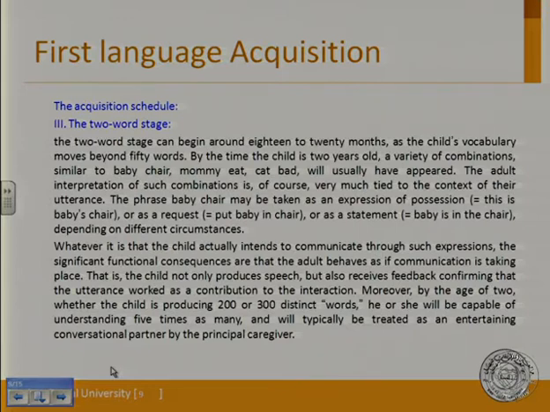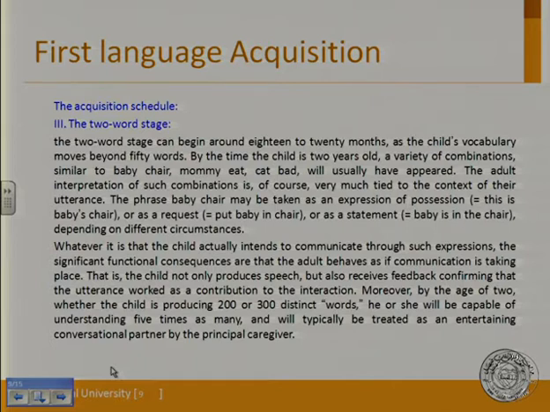Next stage is the two-word stage. Now, the two-word stage can begin around 18 to 20 months as the child's vocabulary moves beyond 50 words. Now, by the time the child is 2 years old, a variety of combinations similar to baby chair, mommy eat, cat bad will usually have appeared. The adult interpretation of such combinations is, of course, very much tied to the context of their utterance. The phrase baby chair may be taken as an expression of possession, this is baby's chair, or as a request, put baby in chair, or as a statement, baby is in the chair, depending on different circumstances.